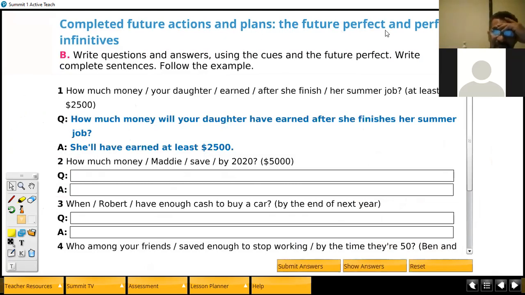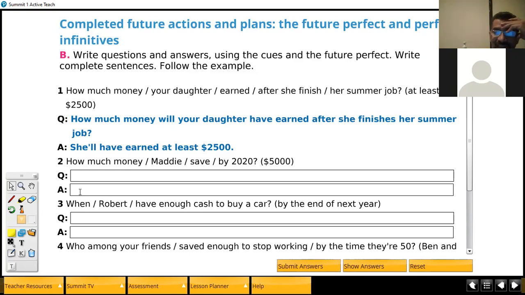Complete the future actions and plans of future perfect and perfect infinitive. Write questions and answers. Using the cues and the future perfect, write complete sentences. Follow the example. So this is the example, no? How much money will your daughter have earned after she finishes her summer job? She'll have earned at least 2,500. Okay?